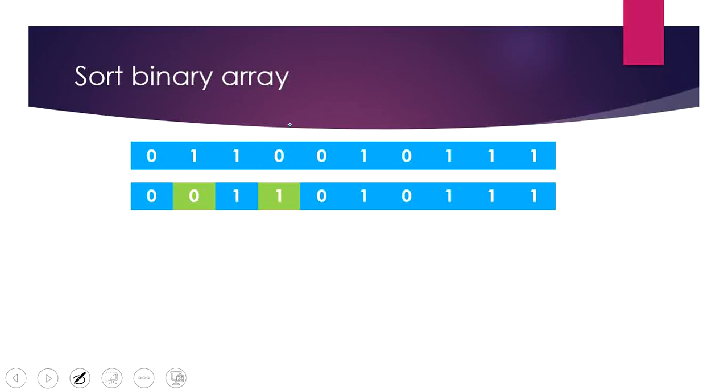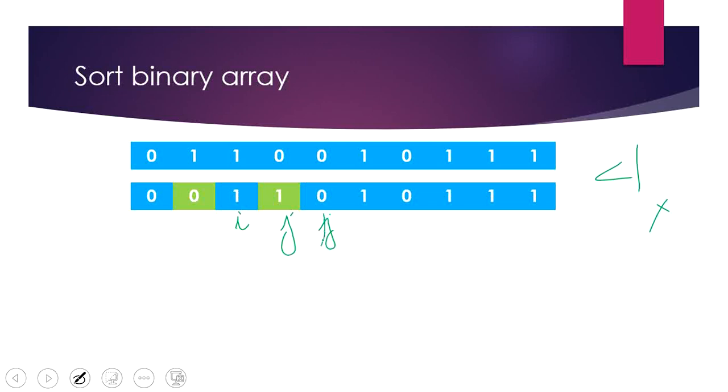Once swapping is done, it's time to move our i. So our i is here and j is here. Now j checks whether it is less than 1 or not. No, it is not less than 1. So it's time to move j. It is checking whether 0 is less than 1. Yes, it is less than 1.